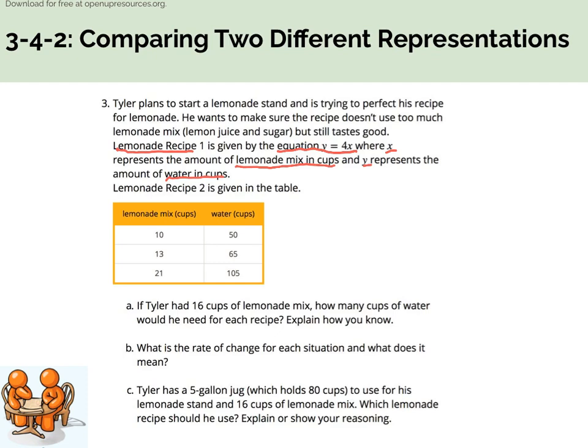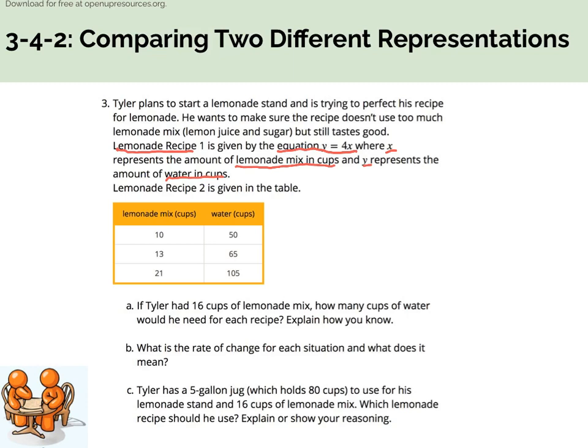Lemonade 2 is given by the table. And then if Tyler had 16 cups of lemonade mix, how many cups of water would he need for each recipe? What is the rate of change for each situation, and what does it mean? And then Tyler has a 5-gallon jug, which holds 80 cups to use for his lemonade stand, and 16 cups of lemonade. Which lemonade recipe would he use?